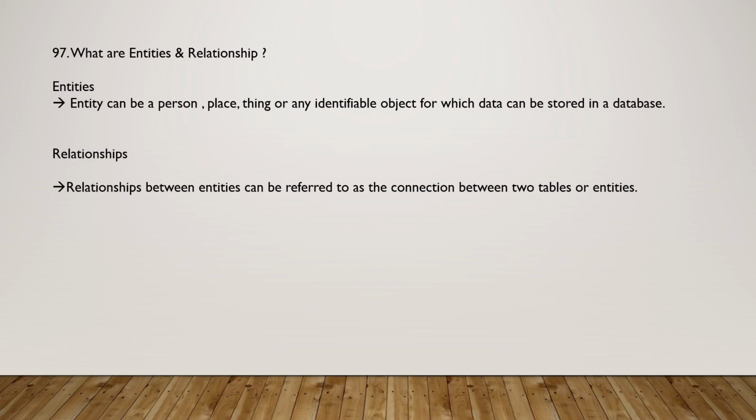What are entities and relationships? Entities: an entity can be a person, place, thing, or any identifiable object for which data can be stored in a database. Relationship: the relationship between entities can be referred to as the connection between two tables or entities.